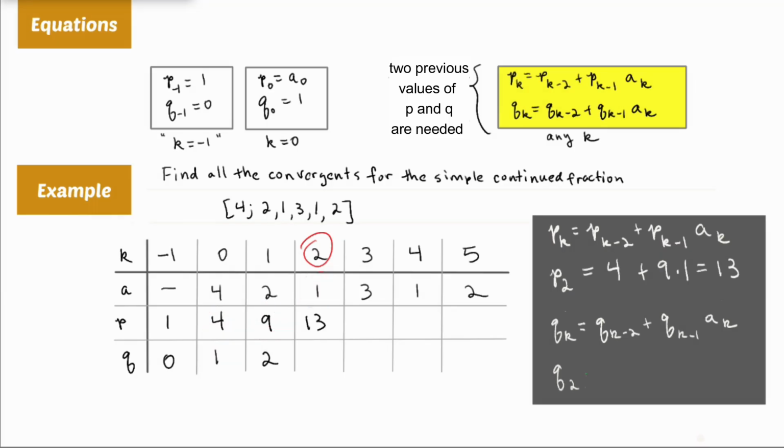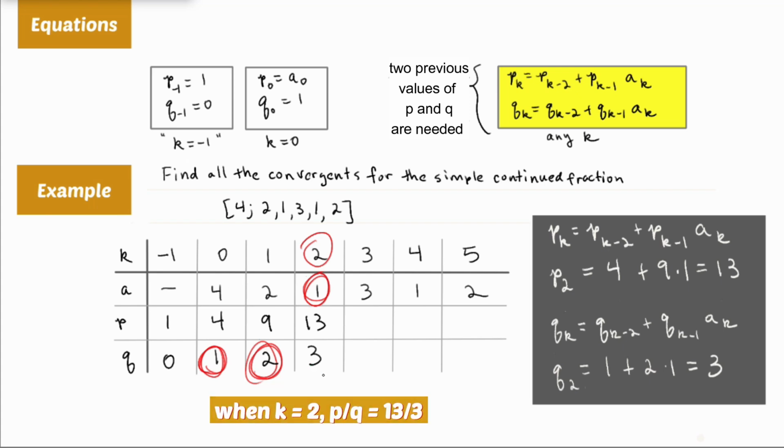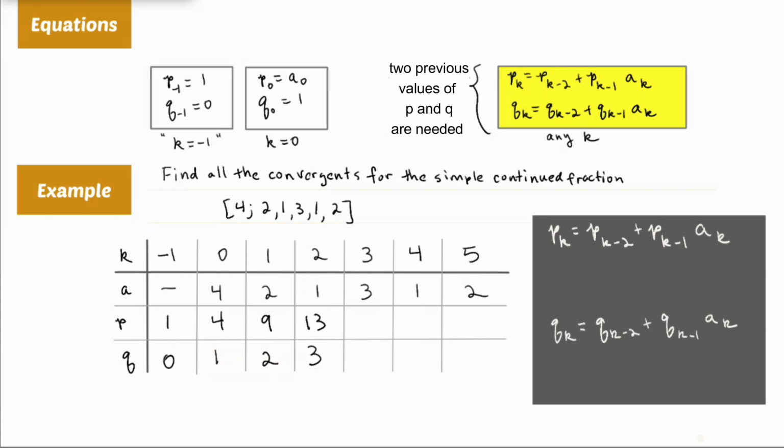Q sub 2 equals 1 plus 2 times 1. This is the first one, q sub 0, this is the 2, q sub 1, and this is the second one, a sub 2. 1 plus 2 times 1 equals 3, which we can put in our table. The convergent when k equals 2 is 13 over 3. Next is k equals 3.